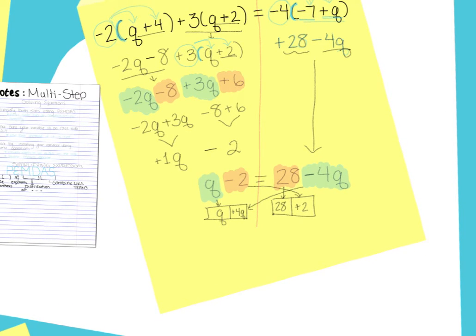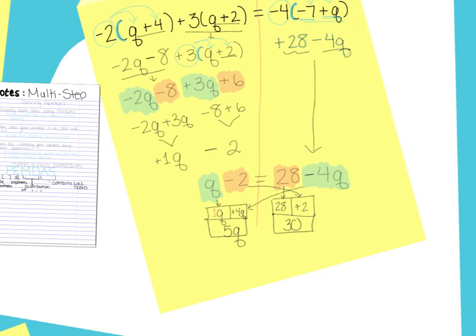Okay, and then we just go ahead and combine our like terms here. Remember that whenever you have a variable by itself, that is one variable. So there's always a 1 there for us to use when we're combining like terms. So that's 1q plus 4q. That means 1 plus 4 is 5, so I'm here with 5q. 28 plus 2, that's 30. There's no negatives involved, so that one's pretty easy.